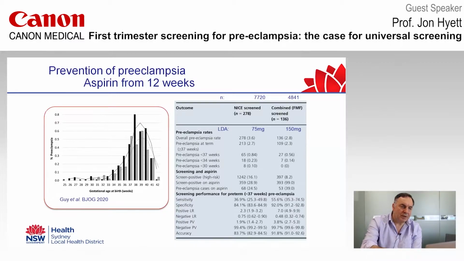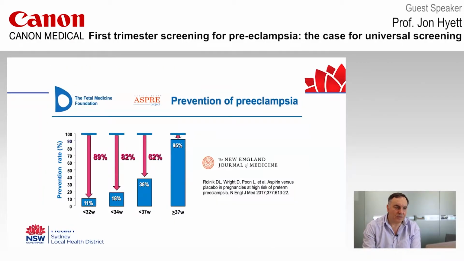And both of these implementation studies really support the findings of the really large ASPRE study. Again, this is a multi-center European study that demonstrated about a 62% reduction in rates of preterm preeclampsia. And if you went back to look at the data before 34 weeks, you can see it's an 82% reduction. This was a study that enrolled 30,000 women. It's a randomized controlled trial. It's really the best quality of evidence that you can get.